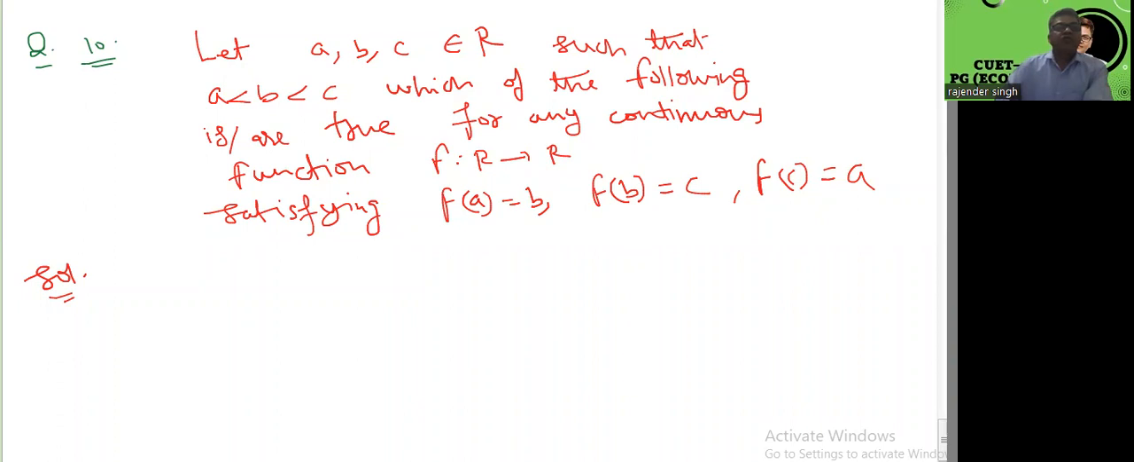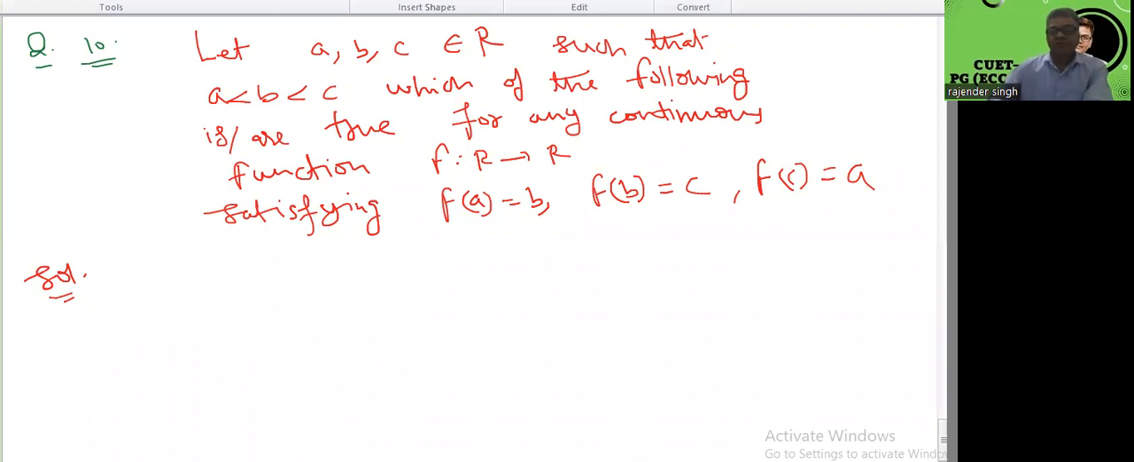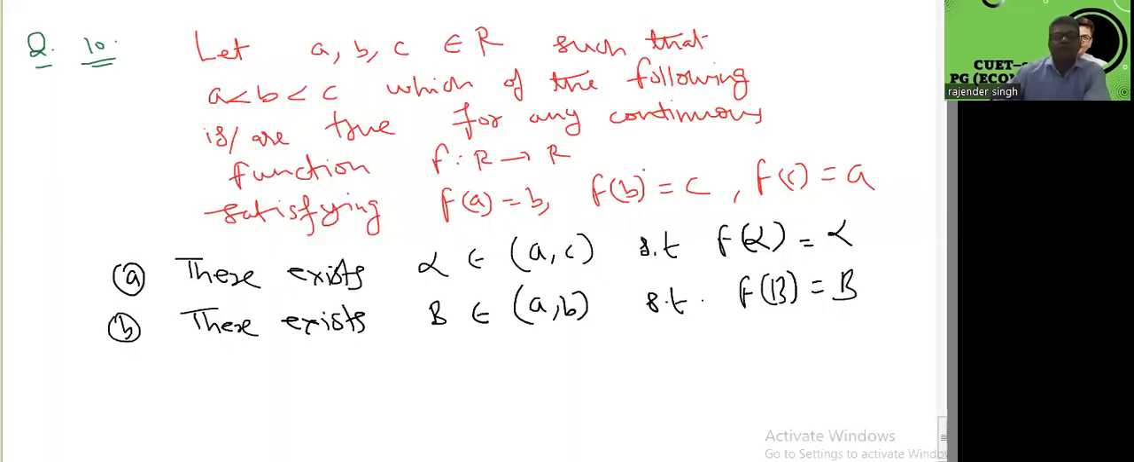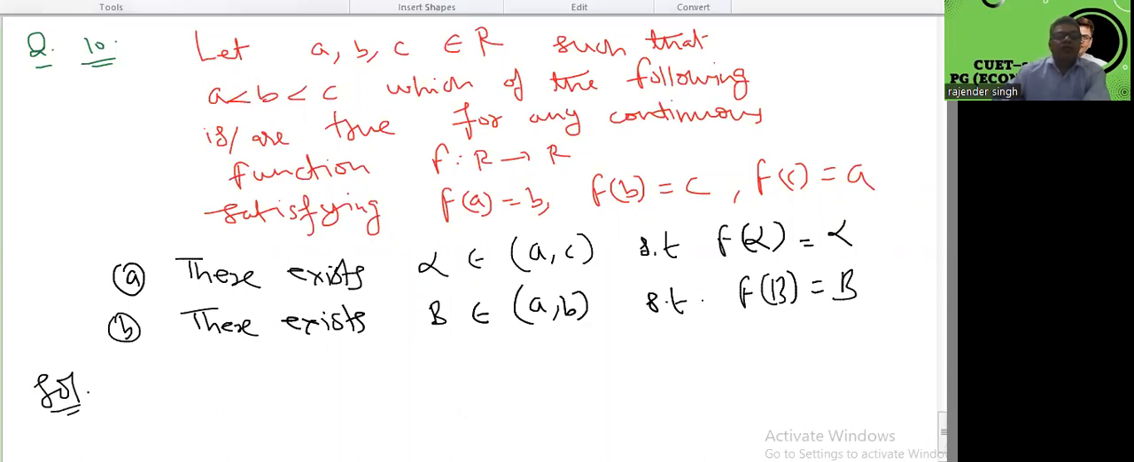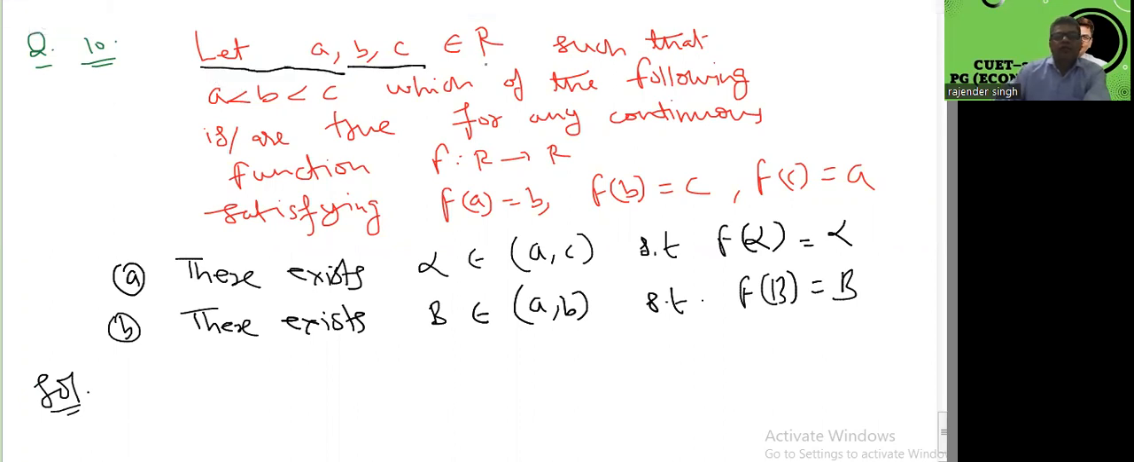तो स्टूडेंट ये है क्वेश्चन नंबर 10, राइट। इस क्वेश्चन में देखिए स्टूडेंट, आपको गिवन है a, b, c belongs to real number such that a less than b less than c, and you have to find which of the following is or are true for any continuous function from real number to real number satisfying f of a equal to b, f of b equal to c, f of c equal to a.